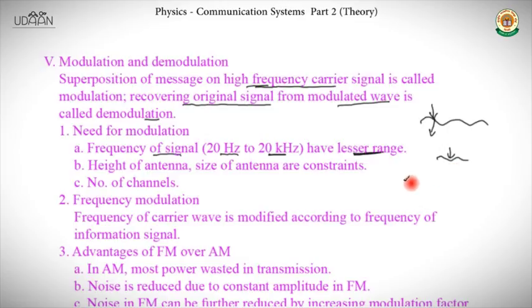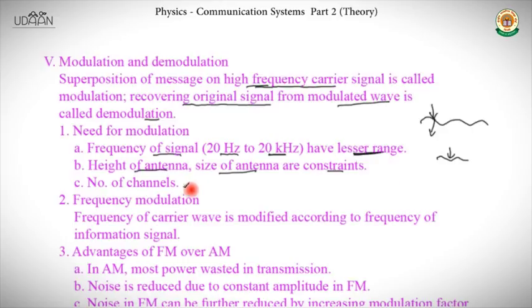Also, lower frequency means higher wavelength, so that means larger antennas. There will be a lot of different constraints. Here the height and size of the antenna are constraints. You can't have an antenna that is say 400 meters. In fact, I've never seen one. So we cannot have such big antennas. To maintain the size of antennas to a feasible size, we have to have a higher frequency, and for that modulation is absolutely necessary.